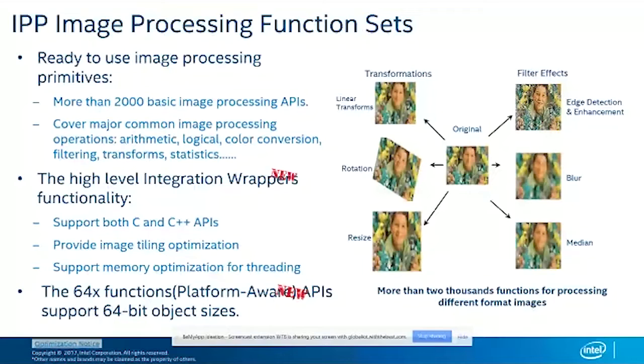So basically, this library already provides some low-level primitives, so you don't need to rewrite your primitives. Also, all of these primitives do low-level optimizations on the CPUs. IPP now has more than 2,000 image processing APIs, so it includes almost all basic image processing functions that can be used for different applications.